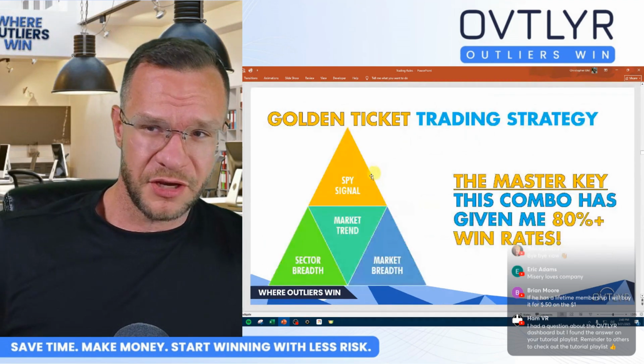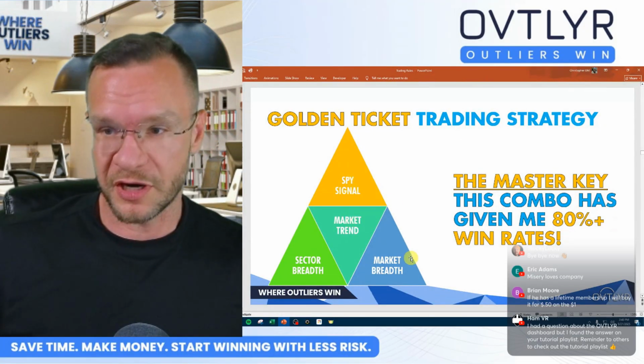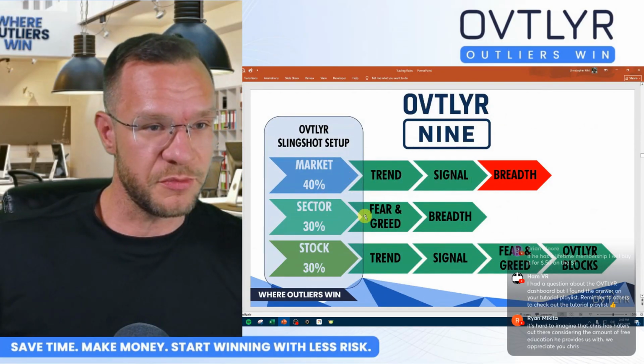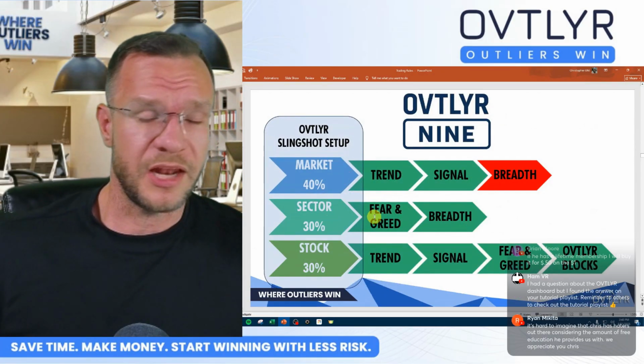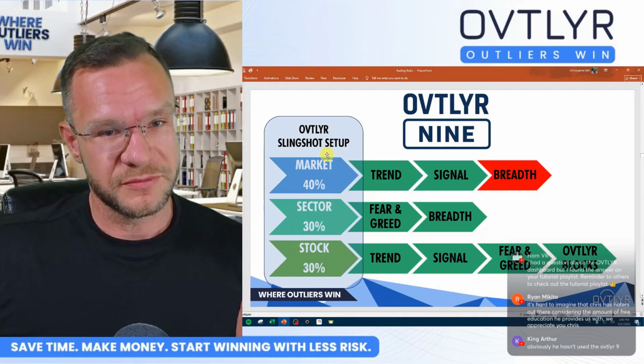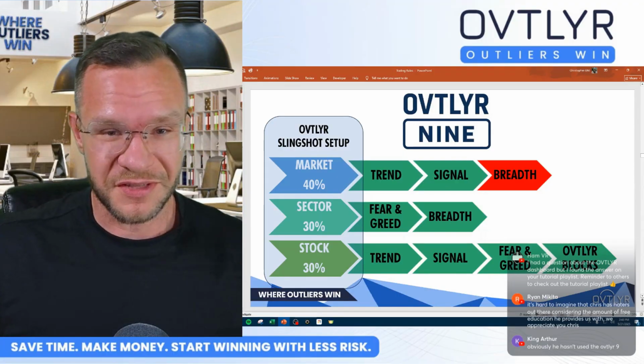So we really don't have to go any further, because for me, this unlocks the master key. The SPY signal, the market trend, the market breadth, these components up here, and then you add in the sector breadths. So I don't have to do any more to know that I'm not going to be trading anything, because the Slingshot setup is not there. However, I will for sure look at some of your stocks.